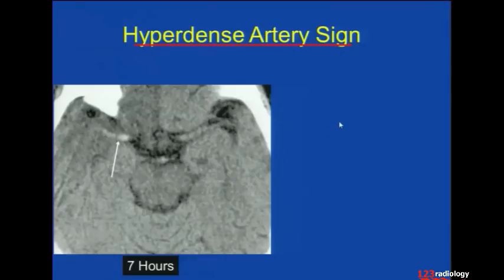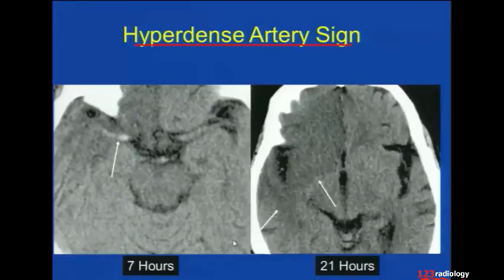So here are some more examples, and whenever possible, I've given you the time interval between the onset of symptoms and the time of imaging. So here is a very obvious hyperdense middle cerebral artery. And here's the same patient 14 hours after the initial imaging, and you can see here that a large amount of the adjacent white matter, including the insula, is now hypodense and therefore isodense with white matter.